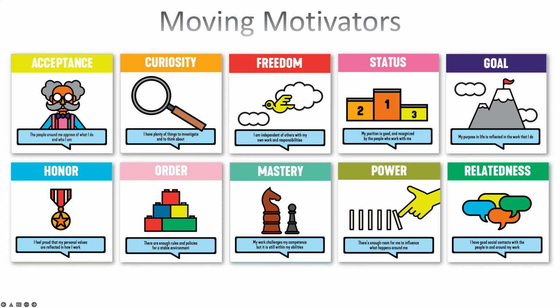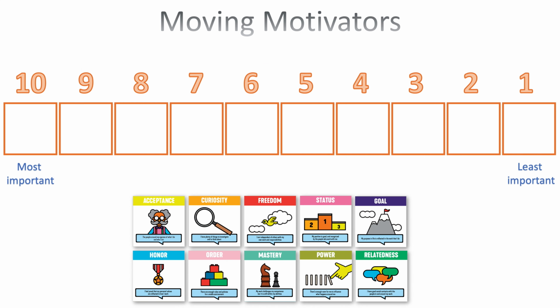Frederick Herzberg, in his work on the two-factor theory, identified 16 principal motivators. In Management 3.0, these have been distilled down to 10 factors, which you can see on the screen here with short descriptions for each one. For this workshop activity, each member of the team will rank the motivating factors in the order that they see as the most important down to the least important.